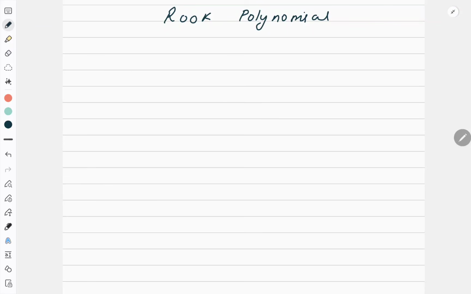Now let us start with the Rook polynomial. Now what exactly we are trying to do? Now we have a board. Board could be like a chessboard or a part of a chessboard. So I can have a board like this. I can have a board like this. So any board, right? I can have like this also. I can have 3 by 3 board also, 4 by 4 board also.